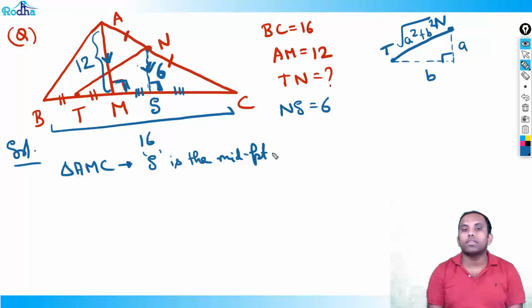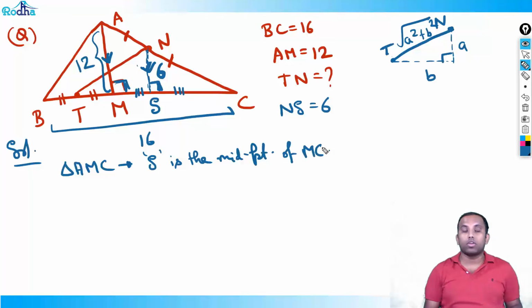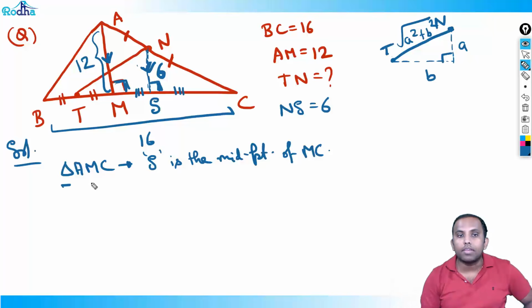Now connect quickly with the midpoint theorem. What is the midpoint theorem? In a triangle AMC, N is the midpoint, so a line parallel to the third side is drawn. What is the first point? It will meet the opposite side at the midpoint. That means S is the midpoint of MC. What is the second point? Its length is half of that parallel side. So half of 12 is what? 6. 12 is given, so this is 6, right?